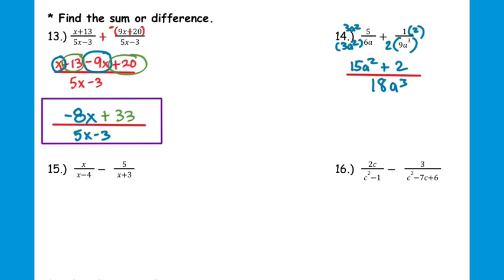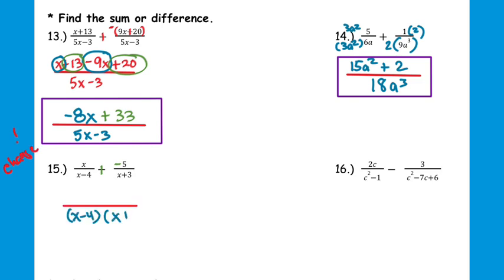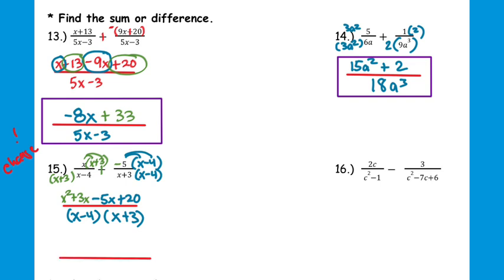15 is a subtraction problem. We first have to identify that and attach the negative to the 5. Once we do that, we find our lowest common denominator, which will be multiplying them to each other. So the first fraction is missing the x plus 3, so we distribute that to x in green, getting x squared plus 3x. The second fraction is missing the x minus 4, so we distribute a negative 5, getting negative 5x plus 20, and we combine our like terms. This is not reducible because I know I don't have two numbers that multiply to be 20 and add to be -2. So I know it's not reducible.